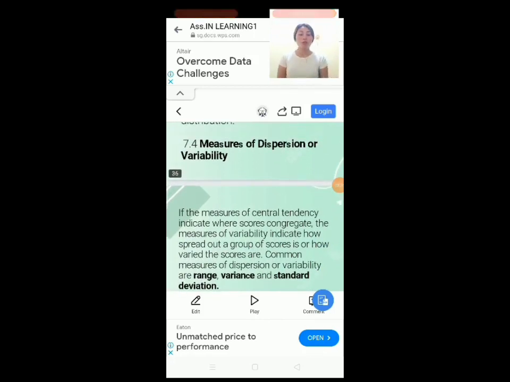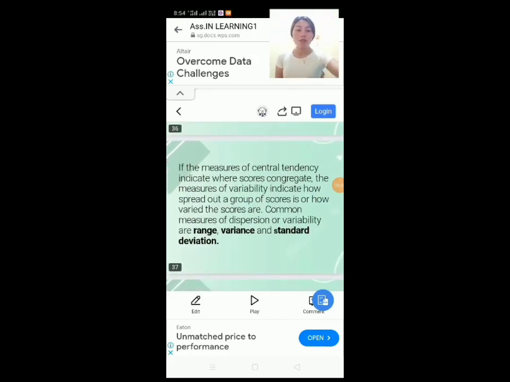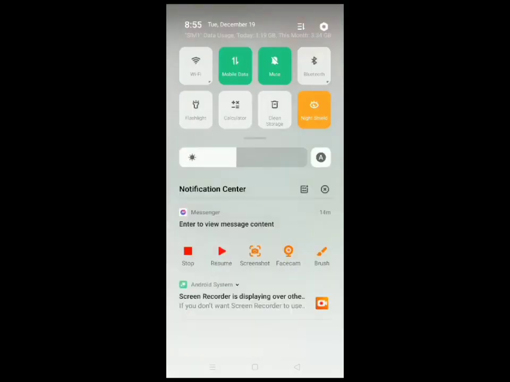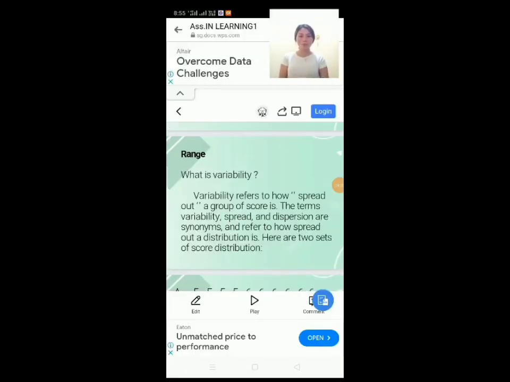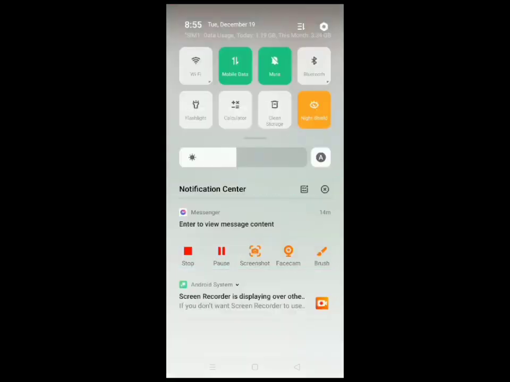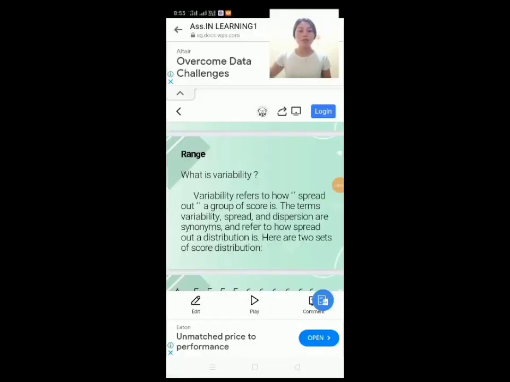Measures of dispersion or variability. If the measures of central tendency indicate where scores congregate, the measures of variability indicate how spread out a group of scores is, or how varied the scores are. Common measures of dispersion or variability are range, variance, and standard deviation. So first is the range.